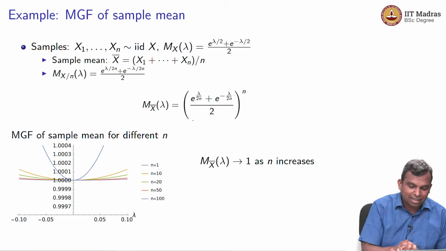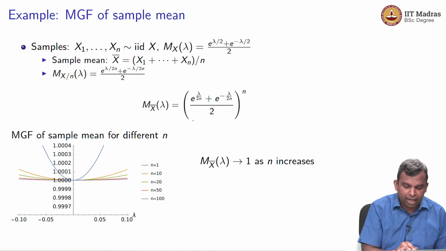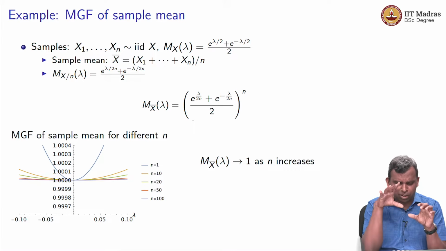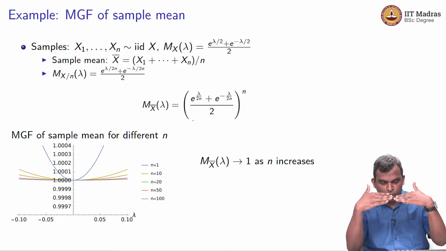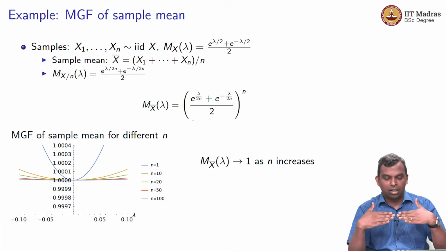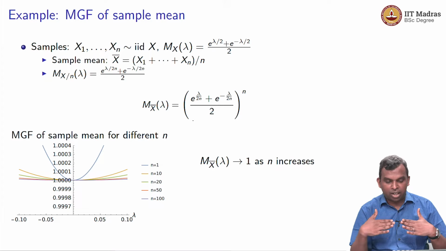Notice the y-axis here. It's around 1, 0.9997 to 1.0004. It's very close to 1. I've just zoomed into the area around 1. And then I plot for n equals 10. Notice what's going on here. It's just sort of shrunk down. And then for n equals 20, 50, 100.